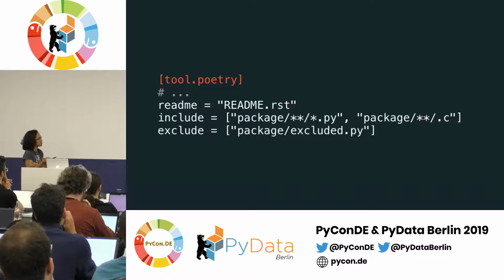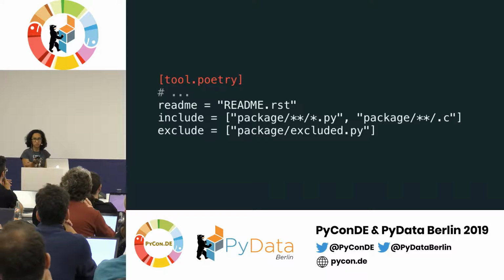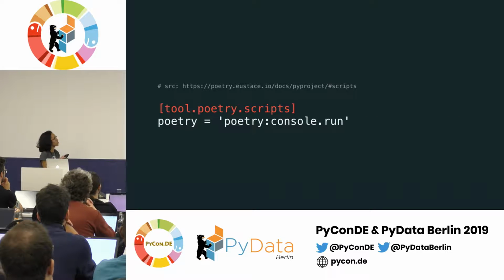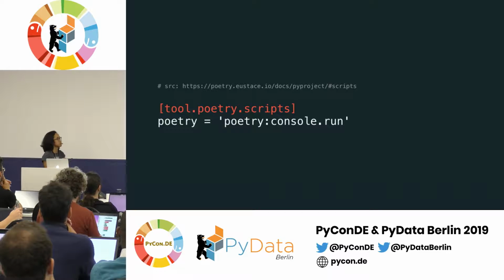And interestingly, anything that you have in your .gitignore is automatically considered an exclude. So yeah, I think that's pretty handy. And there's also scripts for the command line, because setup.py also enables you to have scripts on the command line, right? And actually Poetry uses that too. So if you run poetry, it's actually running as a script from this namespace.